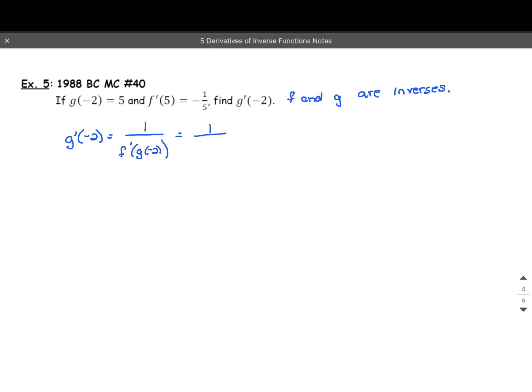Now what is g of negative 2? g of negative 2 is 5, so it's 1 over f prime of 5. So this is just the reciprocal of f prime of 5. And if we know that f prime of 5 is negative 1/5, then its reciprocal is negative 5. And that is the derivative of g at negative 2. That's it.